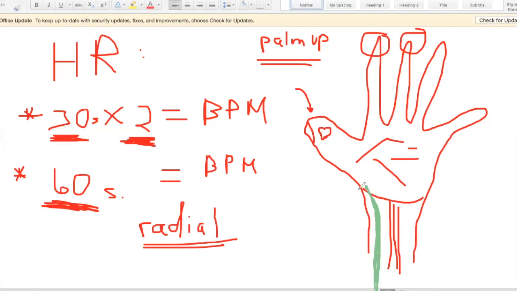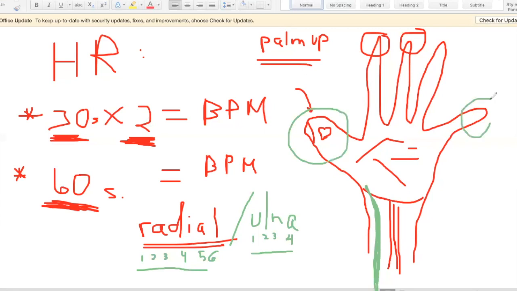And it's on the radial side of your arm. How do you remember radial? Well, there's two different sides. There's the radial side and the ulna side, U-L-N-A. There's the radius and the ulna. The way that I remember it is that ulna has 1, 2, 3, and 4 letters to it, but the radial side has 1, 2, 3, 4, 5, and 6. So radial is bigger than ulna, and the thumb is bigger than the pinky. So the radial side has got to be the thumb side, and the ulna side has got to be the pinky side. So that's how I remember it.